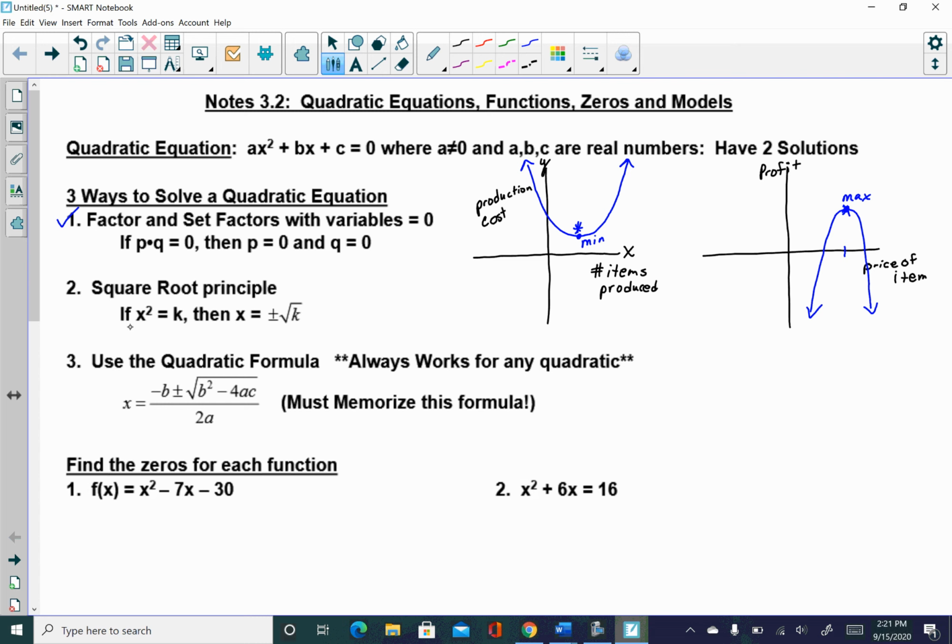Square root principle. If you just have a simple x squared equals some number k, then the easiest way to do that would be to just take the square root of both sides. And so x equals plus or minus the square root of k. So those are two very straightforward methods.